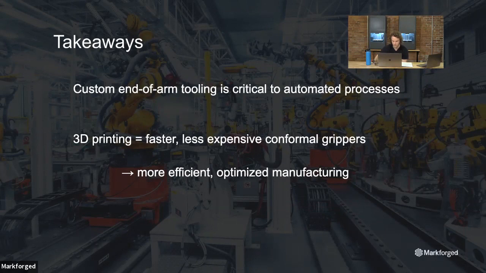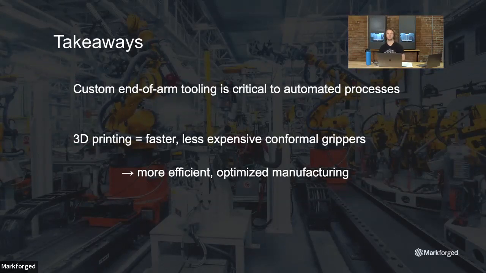All right, so that's most of the content I have for you guys. The main takeaways: custom end effectors, custom end of arm tooling is critical to automated processes. And as we know, automated processes are critical to the world's economy as a whole. As I mentioned, 10% of the GDP growth in the US in a 15-year period in the early 2000s was due to industrial robotics and automated robotics. And so this is an industry that is exponentially growing.